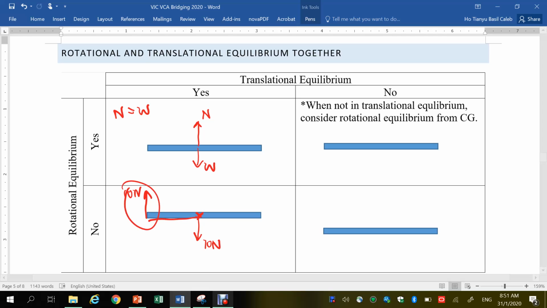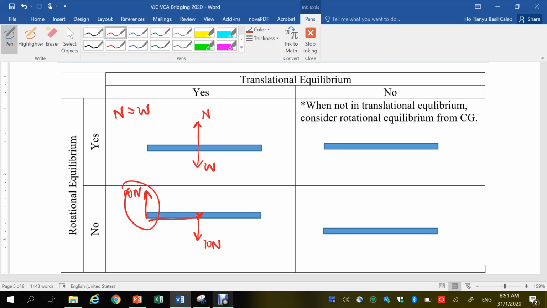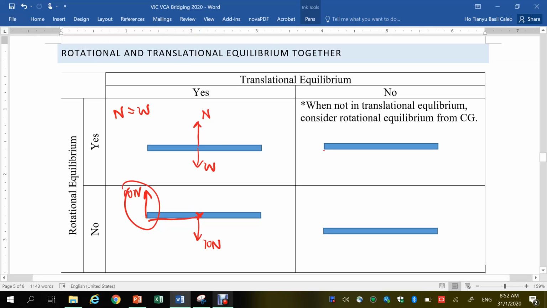Let's now look at the column on the right. Are you able to have no translational equilibrium but rotational equilibrium? Answer is yes. Right? If you apply a force of 10 newtons here and apply a force of 10 newtons on the other side, there's no translational equilibrium because there's a net force upwards of 20 newtons. However, if you take moments about the center, about the CG, the net moment is actually 0.